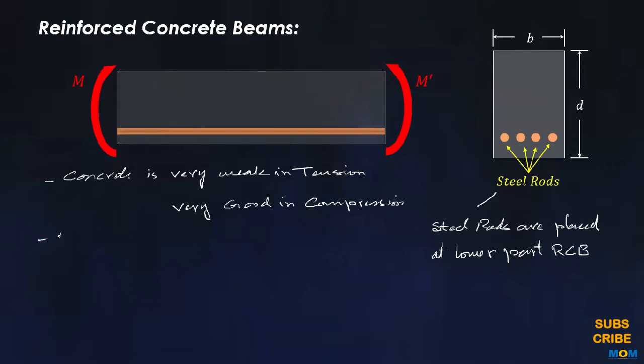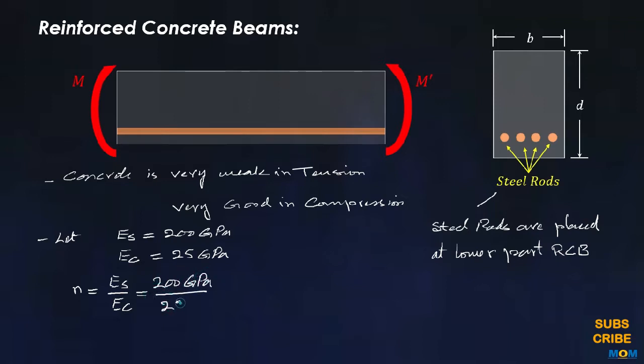Further, let the Young's modulus of steel be 200 gigapascal, and the Young's modulus of concrete be 25 gigapascal, and the ratio of the moduli, that is n, is Es upon Ec, that is 200 gigapascal upon 25 gigapascal. So the n value, that is 8, means the steel is 8 times stronger than the concrete.